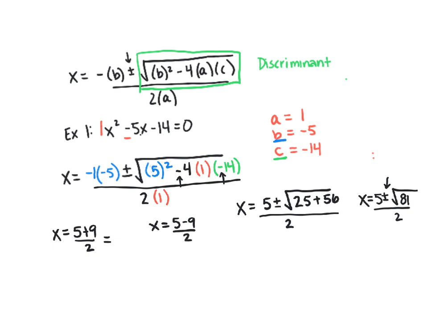So 5 plus 9 is 14, and divided by 2 will give me 7, so that's one of my answers. And 5 minus 9 will give me -4, and if we divide that by 2, we'll get -2. So my answer to this problem would be x equals 7 and x equals -2. And just like when we factored, those are our zeros, or where this parabola will cross the x-axis. Let's try another one.